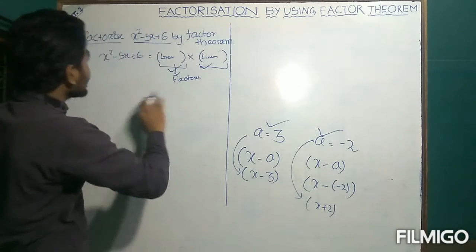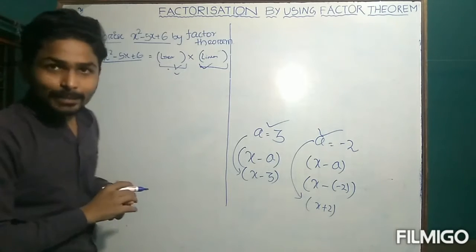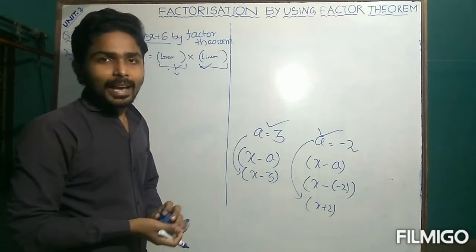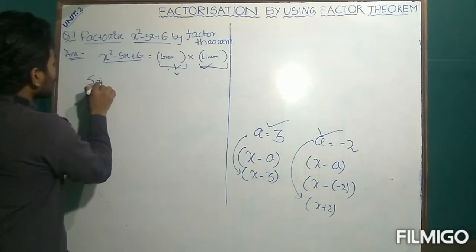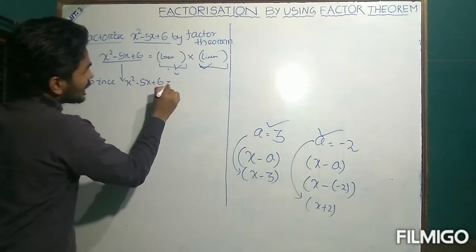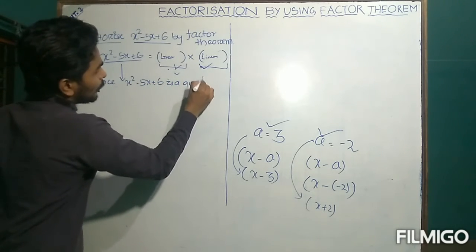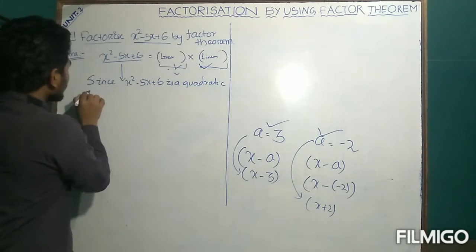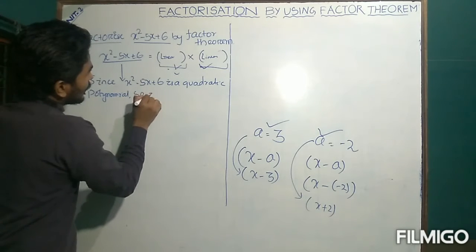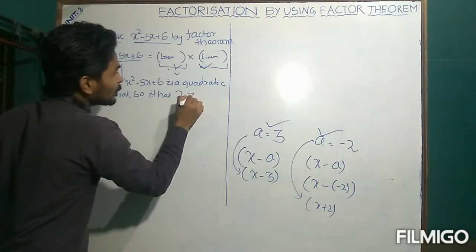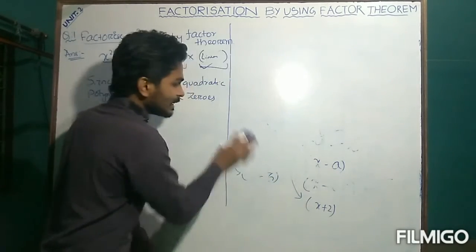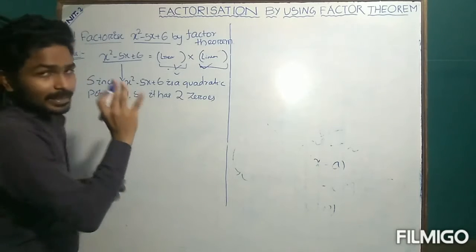And one other thing is, since it is a quadratic polynomial and its degree is 2, how many zeros can the quadratic polynomial have? Since x square minus 5x plus 6 is a quadratic polynomial, how many zeros does it have? It has 2 zeros because its degree is 2. It is understood why it has 2 zeros? Because its degree is 2.